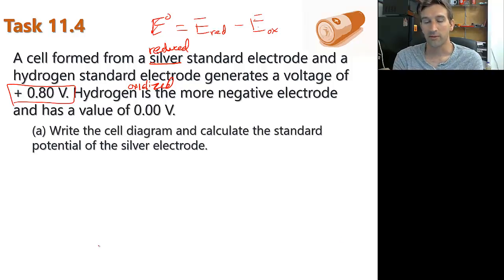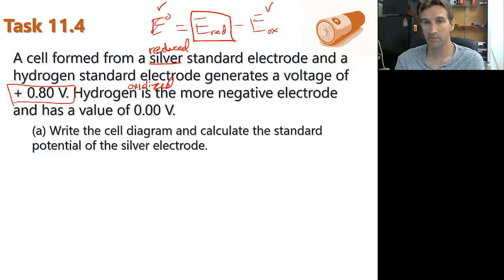The first question that we have is we need to write a cell diagram. We need to look at the situation, think of a cell diagram, and calculate our standard potential of that silver electrode, so the reduction potential of the silver. That means I'm looking for this guy, the reduction potential of the reduced thing. I should know the overall cell potential, that's the voltage there, and I should know the anode's cell potential.